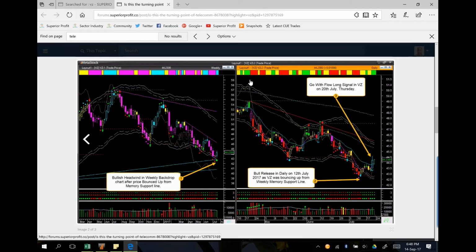I am looking at Verizon using the usual at a glance. I say at a glance in our community because we can look at it within 10 seconds to 30 seconds. We should be able to know whether there is a trade or not. In the weekly chart, I had price coming down to the memory support line and tilting up. We also had this headwind, possible reversal signal.